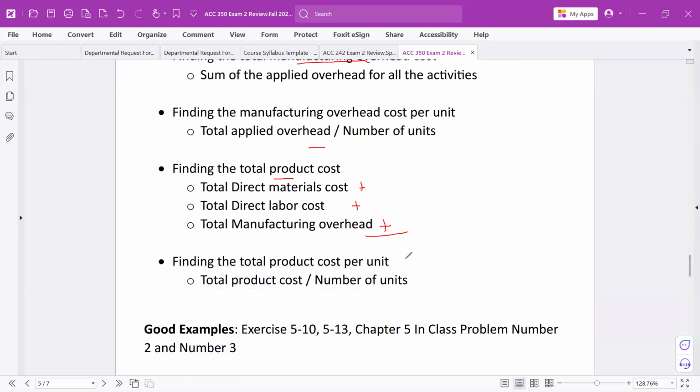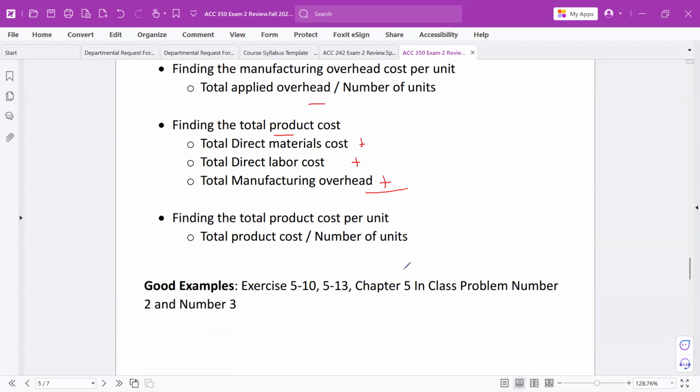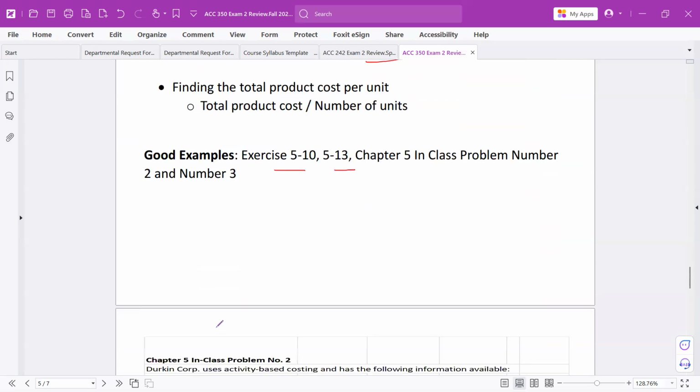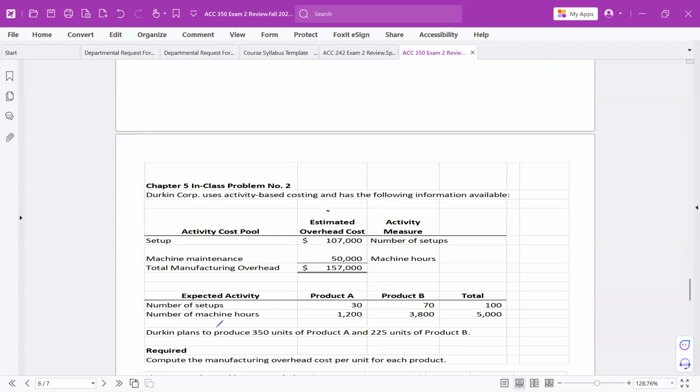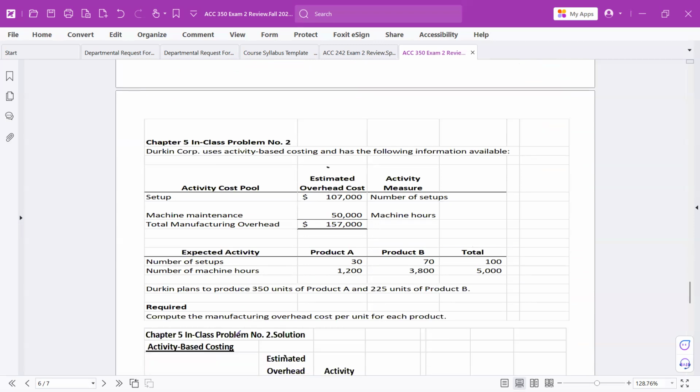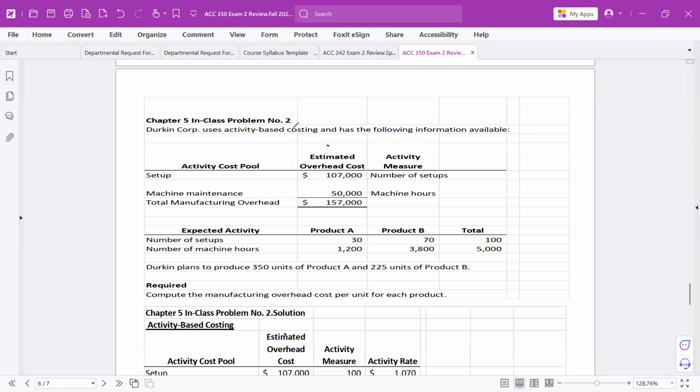But then we also finished off the chapter by coming up with a total product cost, which is everything: materials plus labor plus overhead. Now, there are some pretty good examples, again, that you want to go back and work through. Exercise 5-10, 5-13, in-class problem number 2 and 3. And I'll just go through a couple problems here from chapter 5. So in chapter 5, we're just using activity-based costing. Chapter 5 in-class number 2, activity-based costing, we've got 2 activities and 2 products.